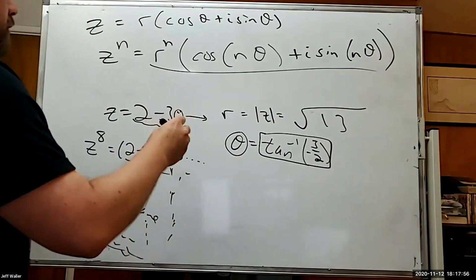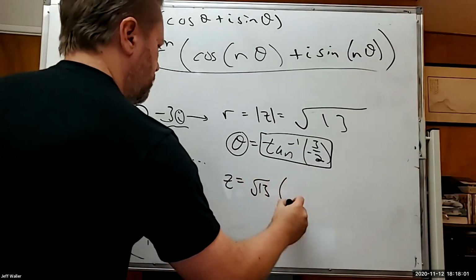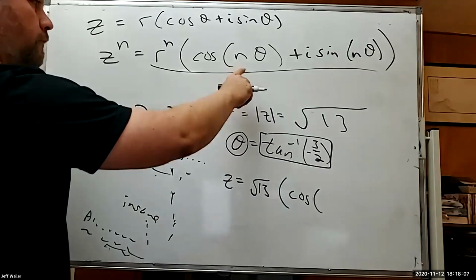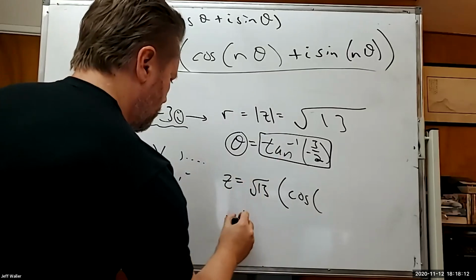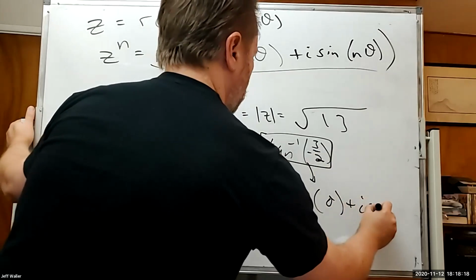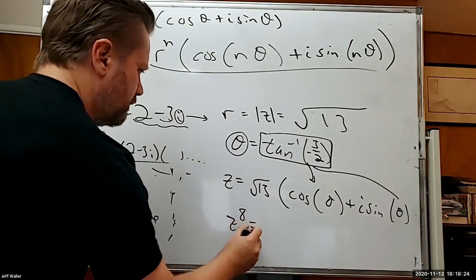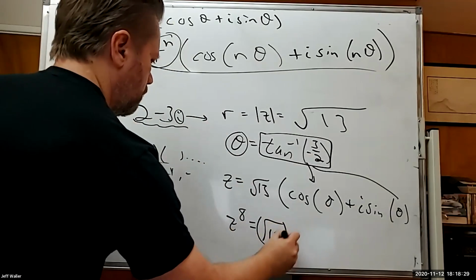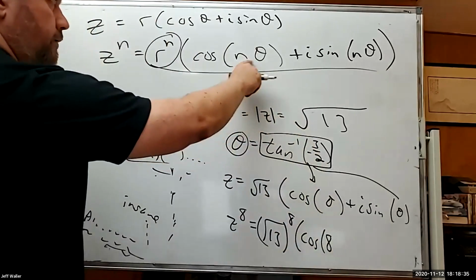So now I can write this as square root of 13 times cosine of theta plus I sine of theta, where this thing is theta. You guys with me? So z to the 8th is going to be the square root of 13 to the 8th times cosine of 8 times this.